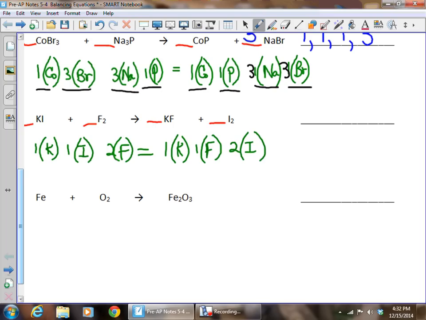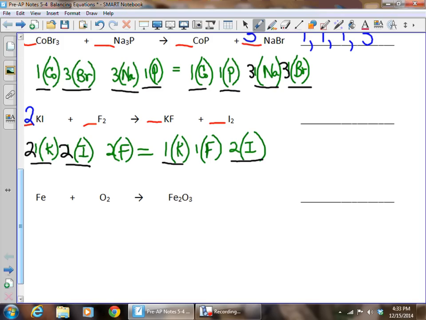So that's what I've got so far. Looking at left to right, looks like my potassiums are good right now. However, my iodines are not. I've got 1 iodine on the left, but 2 on the right. What can we do to fix that? Well, the only thing we can do is put a 2 in front of this. Now think about what that does when we put a 2 in front of that. It changes both the K and the I.